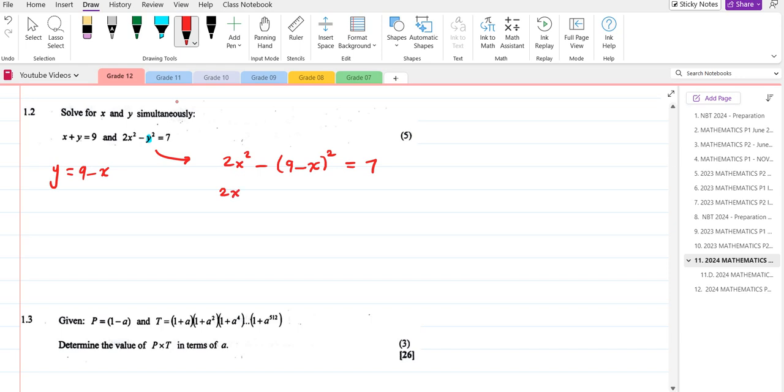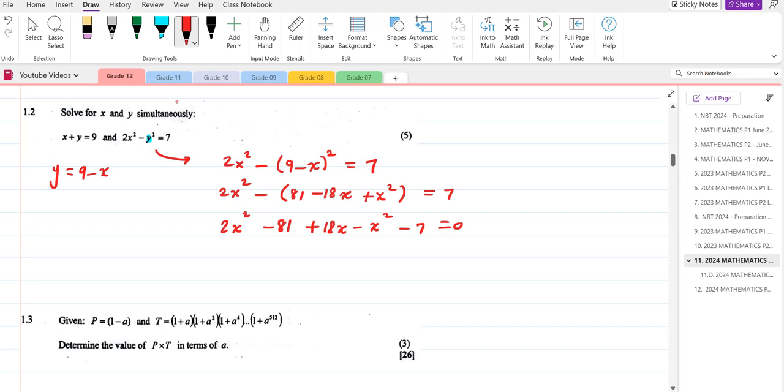2x squared minus, open this binomial up, we got 81 minus 18x. How we got minus 18x? 9 times minus x is minus 9x times 2 is minus 18x, and then square the negative x, so you get positive x squared, right, is equal to 7. Now open up this entire bracket. We got 2x squared minus 81 plus 18x minus x squared minus 7 is equal to 0.